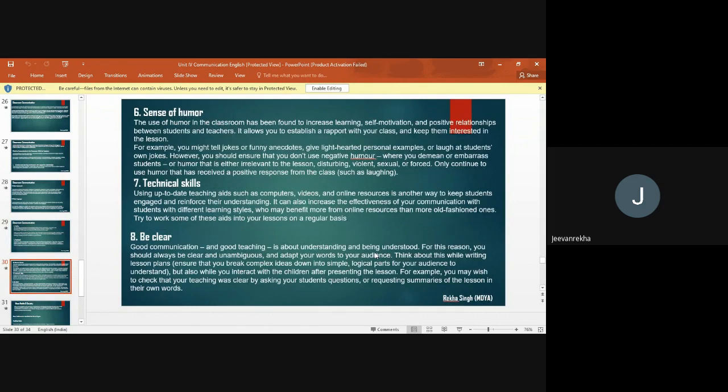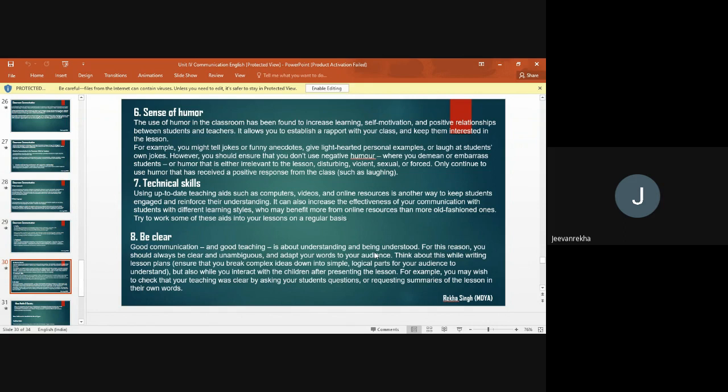The use of humor in the classroom has been found to increase learning, self motivation, and positive relationships between students and teachers. So, sense of humor is very important, right? So that self motivation and positive relationships between students and teachers will be increased. It allows you to establish a rapport with your class and keep them interested in the lesson.